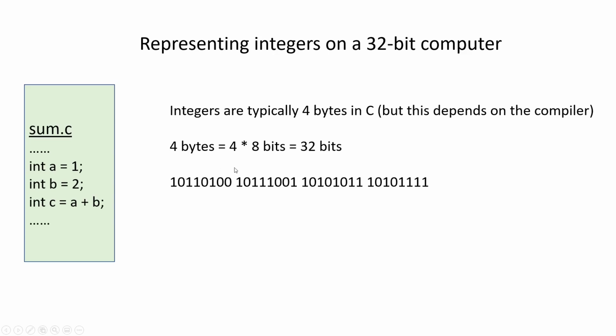10110100101 dot dot. You guys get the idea. It's a lot of stuff to say. So yeah, that's a lot of zeros and ones.